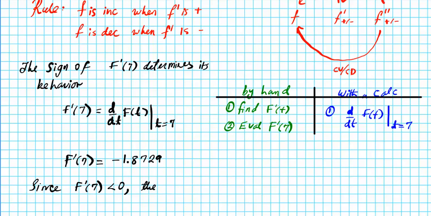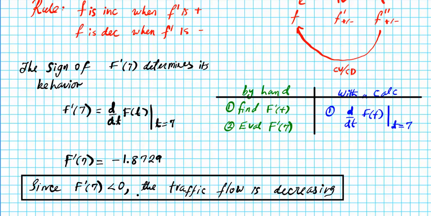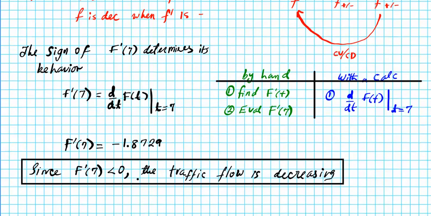So the traffic flow is decreasing. For this problem, let's put our answers first. You're going to earn a total of 1 point by answering the question, stating that it's decreasing, and by providing the reason. This is the reason right here, and that's the answer. Both of them together will earn you a total of 1 point.